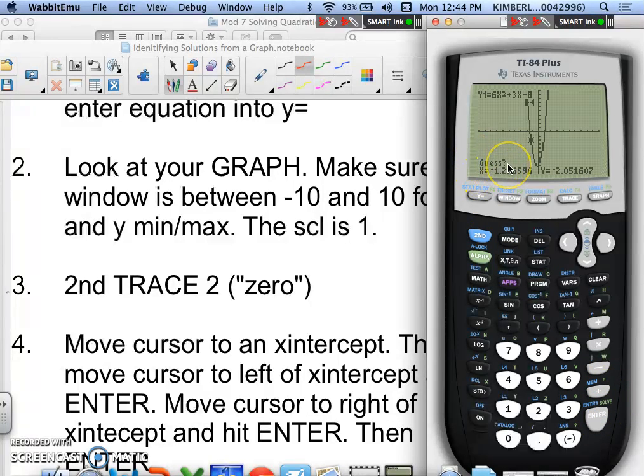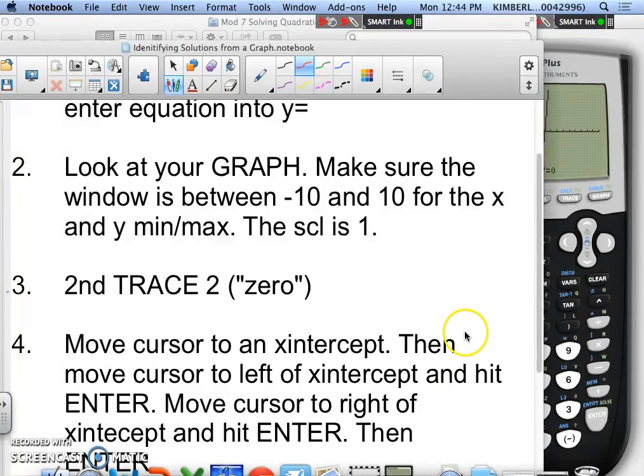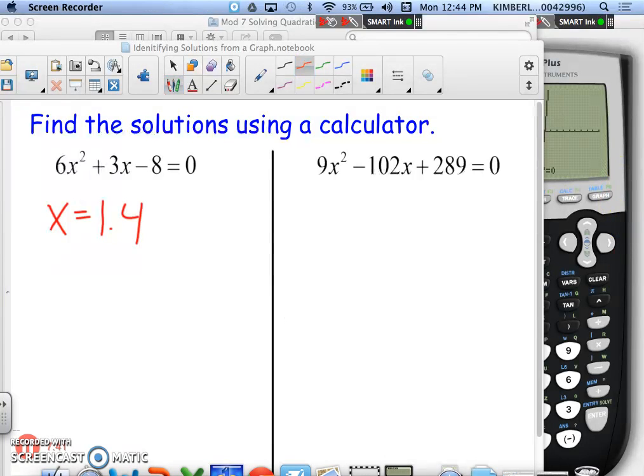Guess question mark. It's asking, do you want it to guess? And so we're going to hit enter again. And then it will give us our answer. So the 0 was x equals -1.4. So let us write that in our notes. So x equals -1.4. So that's one of them.